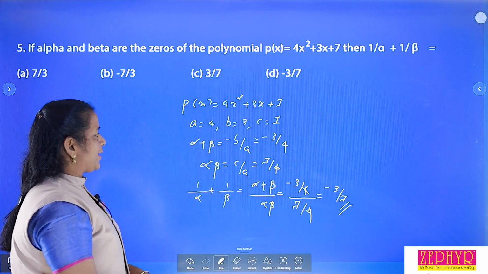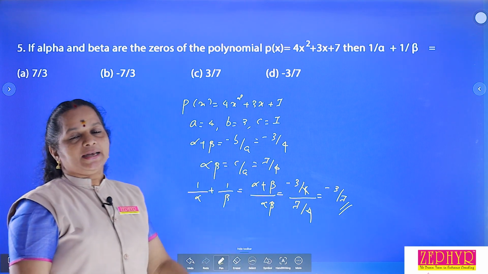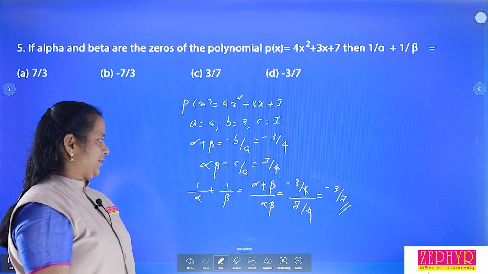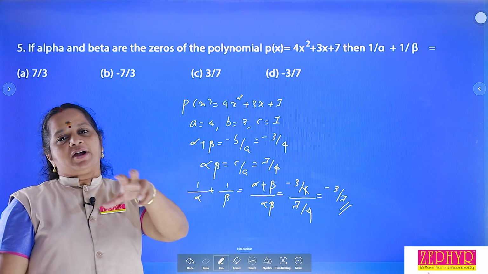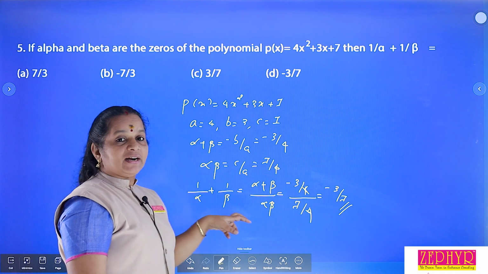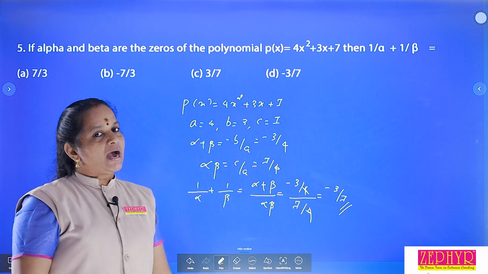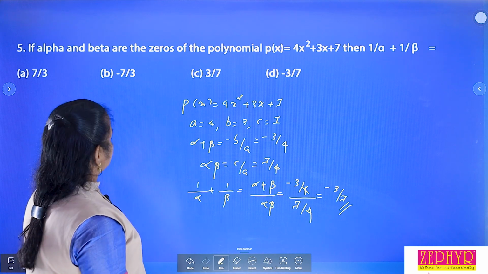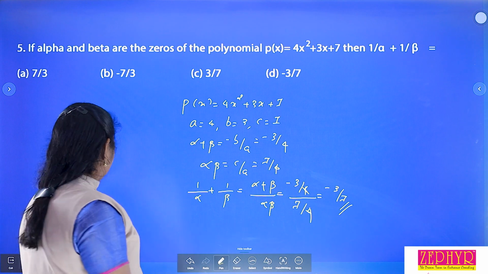So from any quadratic polynomial, we know the value of alpha plus beta and alpha into beta directly. So we can calculate any value relating to alpha and beta by converting that value in the form of alpha plus beta and alpha minus beta. So which is the correct answer? Option D, that is minus 3 by 7.